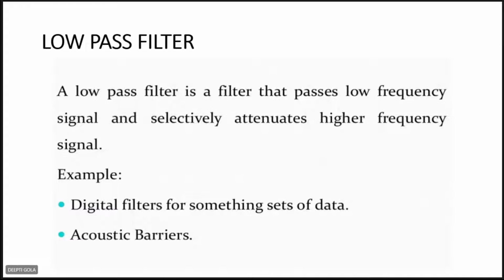For example, some digital filters only pass a lower band of frequencies and they stop the higher band of frequencies. Okay, so the band of frequencies which it passes is known as the pass band, and the band of frequencies which the filter stops is known as the stop band. All right.